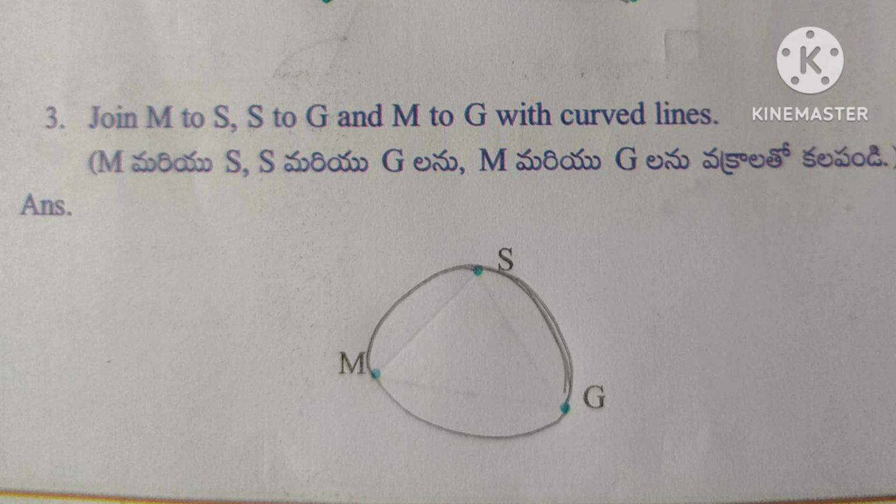Question number 3. Join M to S, S to G and M to G with curved lines. Here given M, S, G points. We have to join M to S with curved line. Similarly, S to G and M to G also join with the curved lines.